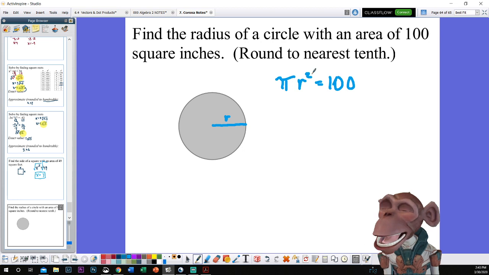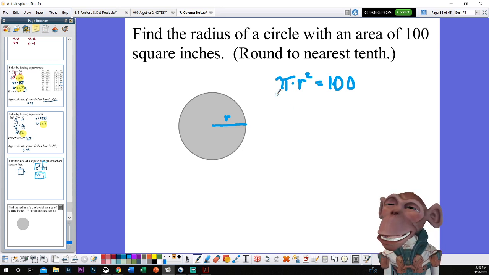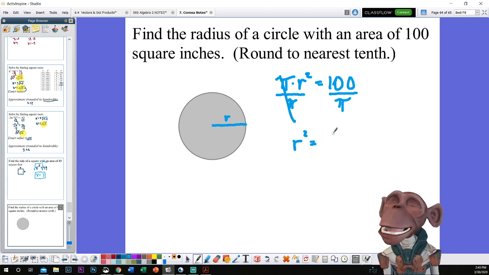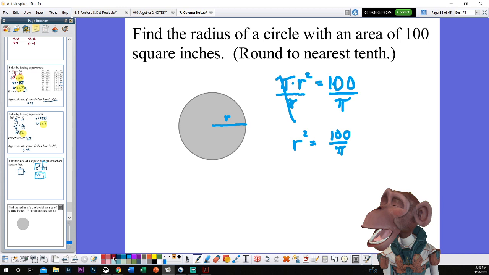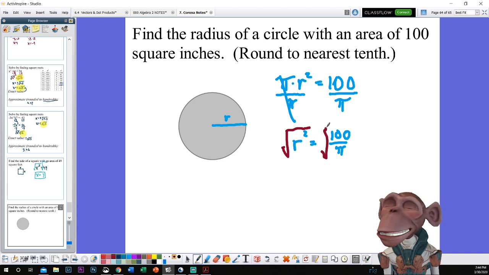Now, what's happening between that pi and the r squared? They're touching each other, so that means they're multiplying. In order to do this, I have to first get rid of the pi before I can square root. So divide by pi on both sides. The pi's cancel, and then I'm just going to copy exactly what I have, 100 over pi. Now I have a square all by itself, so I'm going to go ahead and ruin the surprise for you and square root it.